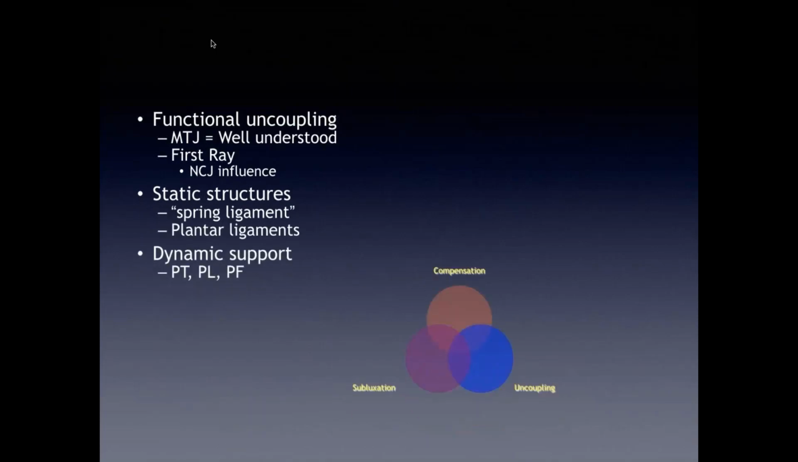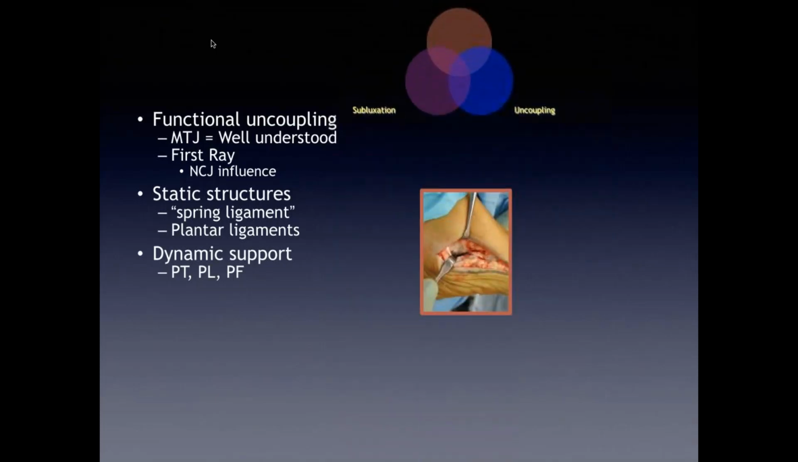What are the dynamic structures? This is something that's often not seen: the posterior tibial tendon, the peroneus longus, and the plantar fascia. So again, focusing on the entire flat foot, looking at it globally, not just looking at the posterior tibial tendon. The posterior tibial tendon, most of the time, is a late consequence. So we need to address more than just the posterior tibial tendon.